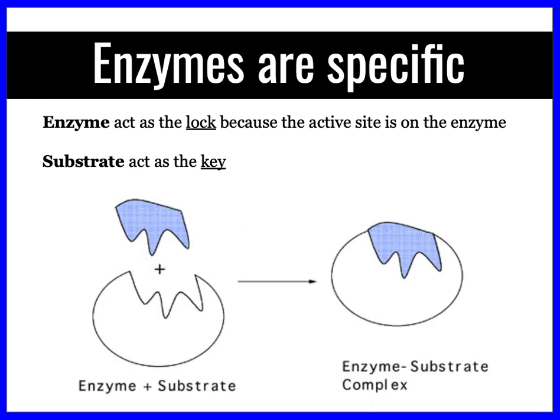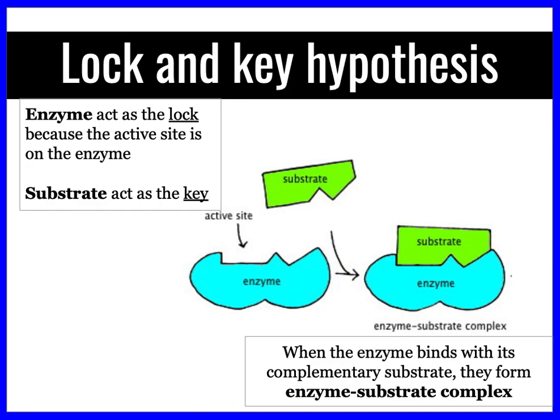Enzymes act as the lock because there is an active site on the enzyme. On the other hand, the substrate acts as the key, and only the complementary substrate or complementary key can fit into the lock, or can fit into the active site of the enzyme. So when the complementary substrate binds with the active site of this enzyme, they will form an enzyme substrate complex.